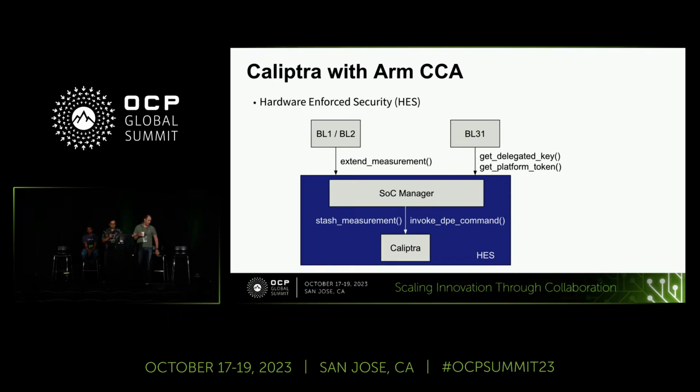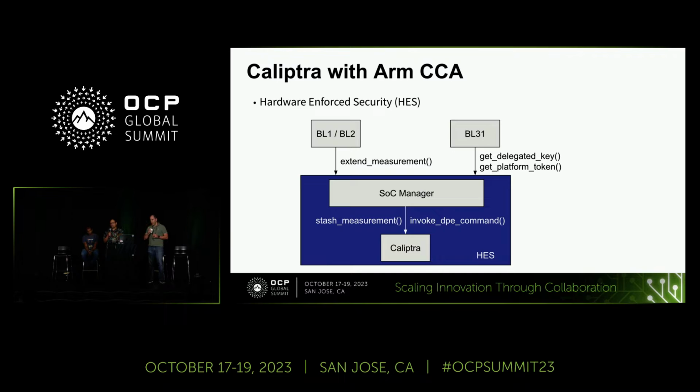Thanks, Andres. This first slide is one of two examples of how Caliptra can integrate with confidential computing environments. This first example is on the ARM confidential computing architecture. CCA establishes a block called Hardware Enforced Security, or HES, and this is the block that's responsible for attesting to the platform. So in this example, you have the HES with a front end serviced by a microcontroller we call the SOC manager. This microcontroller can take the measurements during the boot process of the platform, say from the BL1 and BL2 components, and then stash those measurements into Caliptra.